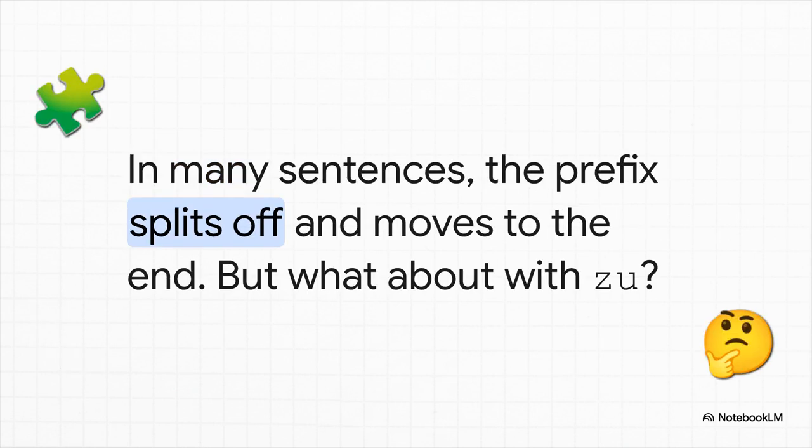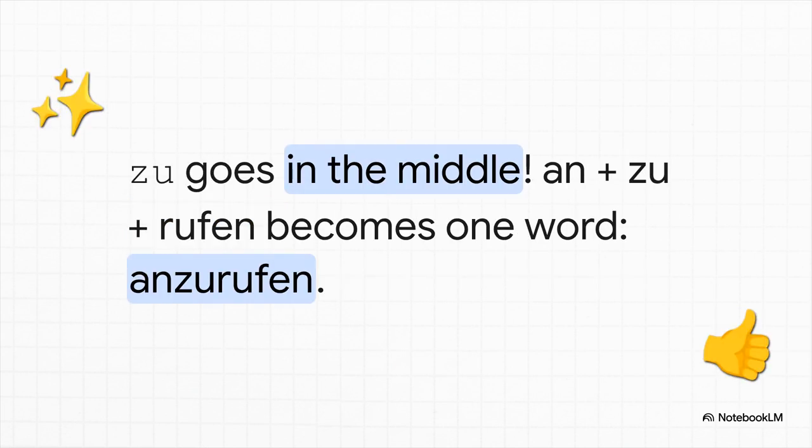Now, in a normal sentence, that little prefix an would split off and go all the way to the end. So the big question is, when we have to add zu, where in the world does it go? And here is the genius German solution. The zu doesn't go at the beginning. It slots right into the middle, like the filling in a sandwich, right between the prefix and the verb. And then it all fuses together into one single word. So an, then zu, then rufen, squishes together to become anzurufen.